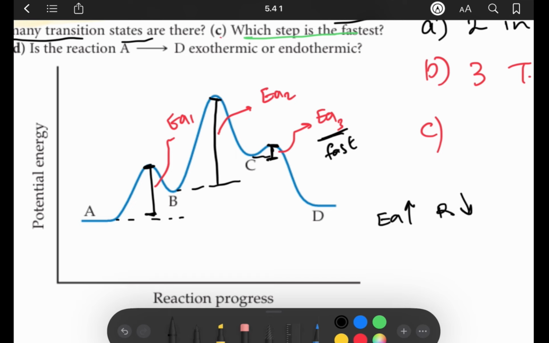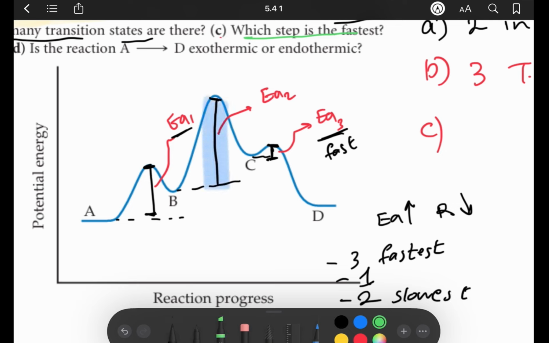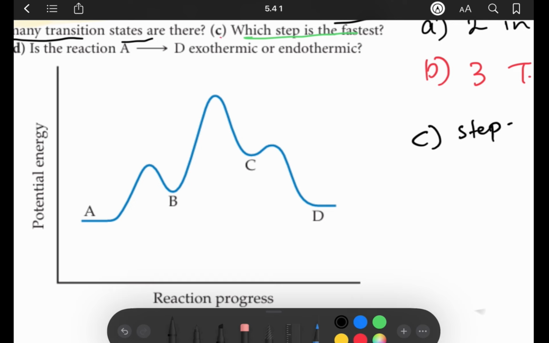So as we can see, the third step is the fastest one, followed by activation energy 1, and then the second step is the slowest step as it has the highest activation energy. All right, so activation energy 3 is the smallest one here. That's why it's going to be the fastest, and it's followed by activation energy number 1 because it's in second place. And finally, the slowest step is represented by this one in the middle. So the answer of C is that step 3 is the fastest one here because it has a very small activation energy.